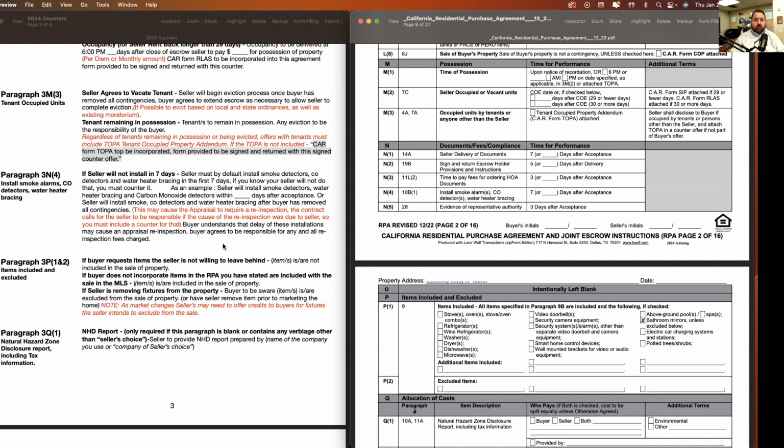Okay, so most people do not install all this stuff in the first 7 days. The problem is it's a contractual thing. And if I don't address it and the appraiser goes out and says, oh no, I need smoke detectors, I need carbon monoxide detectors, I need the water heater strap, and then I have to go back for a reinspection, the contract states that the seller is responsible for that reinspection fee. So I want to address it. Right? I want to address that.